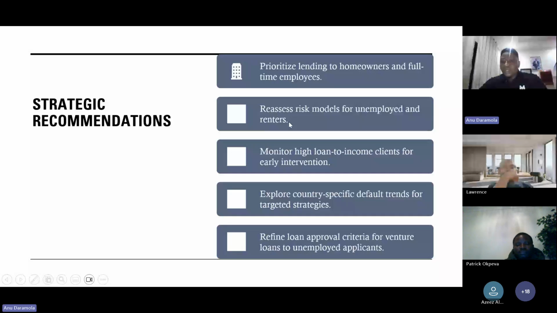We monitor high loan to income clients for early intervention. We explore country-specific default trends for targeted strategy. Then we have the suggestion to Nova Bank: refine loan approval criteria for loans to unemployed applicants.